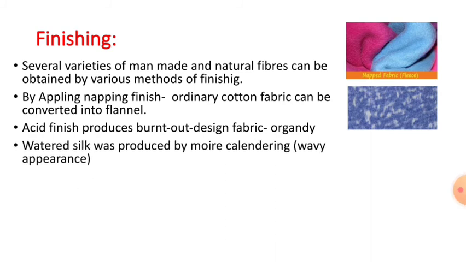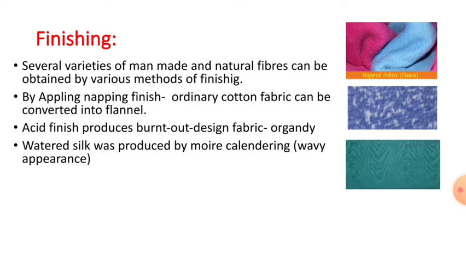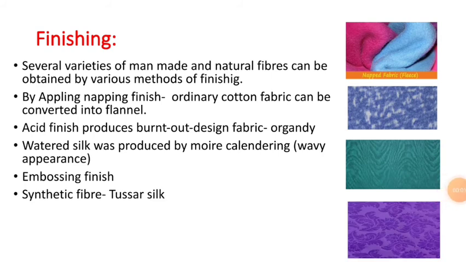Watered silk was also produced by moire calendering that gives us a wavy appearance. Embossing finish creates interesting effect on the plain surface of pure or other fabrics. A pure synthetic fiber is changed as a result of finishing to look like a tussar silk. Dyeing and printing are also types of finishing which create variety in the fabric market. So, with the help of these finishing techniques, we can have a variety of fabrics available in the market.